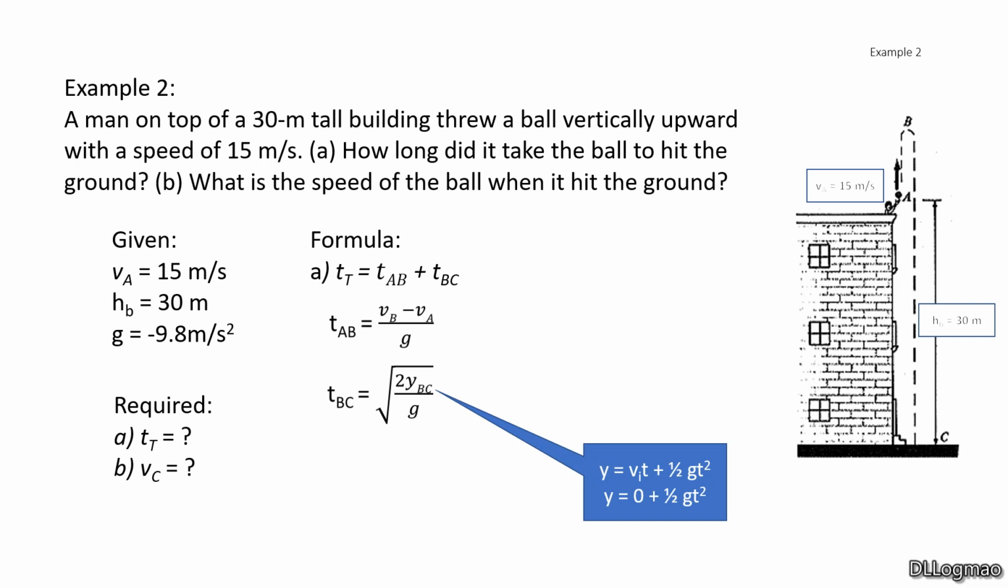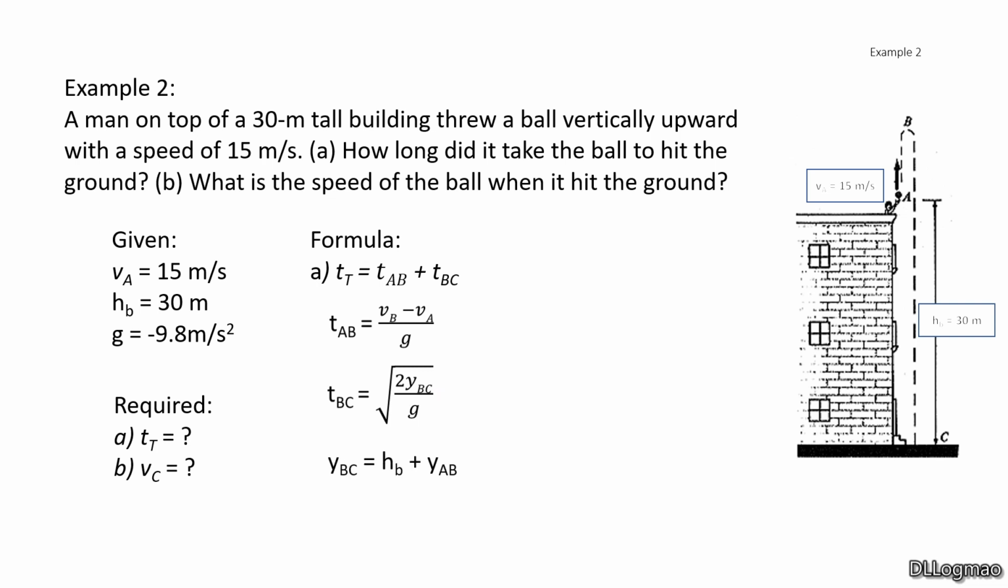But what is y sub BC? Y sub BC is the distance traveled by the ball from the highest point, point B, to the ground, point C. To obtain y sub BC, determine y sub AB plus the height of the building, h sub B. But what is y sub AB? Using the third equation of kinematics, y sub AB is equal to the ratio of the difference in the squares of the velocities at points B and A, and twice of the acceleration due to gravity.